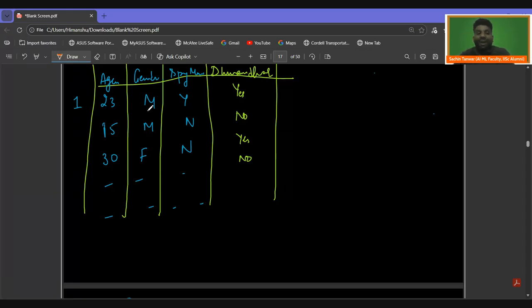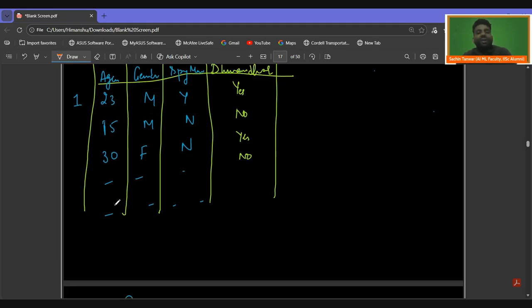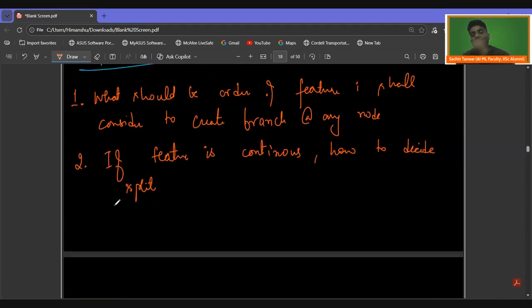But if I talk about the age, we have numbers over there. In that case, I have to fix a threshold: if age is greater than 40, then left, otherwise right, or if age is less than 40, left, otherwise right, something like this. So how would I decide what that number 40 should be? Because we have a bunch of values present over here, 23, 15, 30, or maybe some more values are possible. So these are the two questions. If we have the answers to these, we will be able to create our decision tree. We'll talk about each one of these one by one.